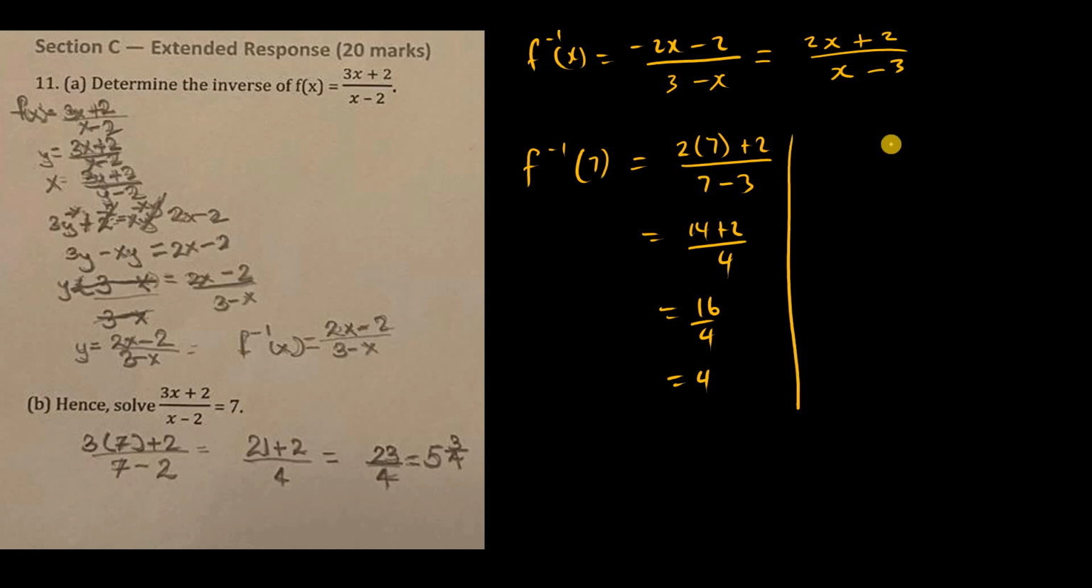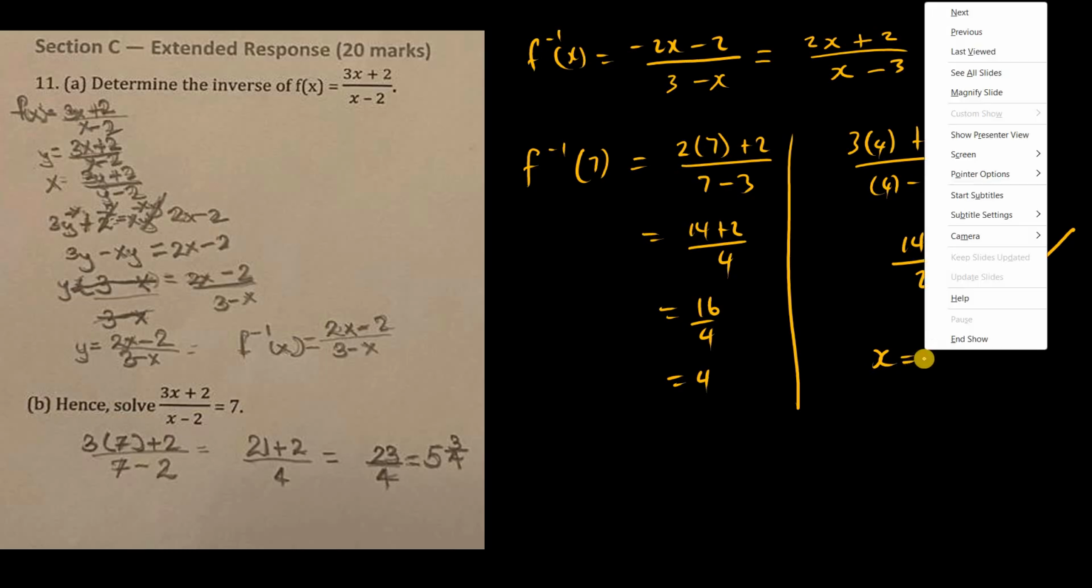Now we can test and see. 3x plus 2 over x minus 2 equals 7. Now if I put the 4 there that I got, will it work? Is x that 4? That's what they're asking us to solve. 3 4s is 12. 12 plus 2 is 14. 4 minus 2 is 2. And 14 divided by 2 is 7. So that's actually correct. So the x value is 4.